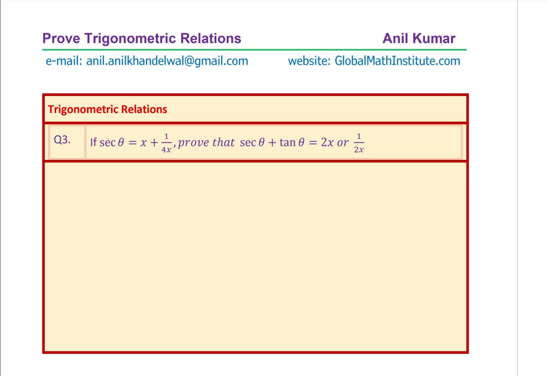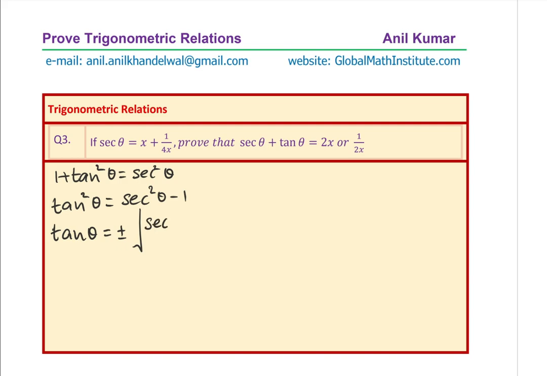So now, we are given secant theta. We can find what tan theta is and then add and get the result, right? So here, we can find what tan theta is. How will you do that? Well, we know 1 plus tan square theta is secant square theta. And therefore, tan square theta is secant square theta minus 1, or we have tan theta equals plus minus square root of secant square theta minus 1. So we can substitute what is given to us about secant and then work out. Once we get tan theta, then we'll just add them and get the result.